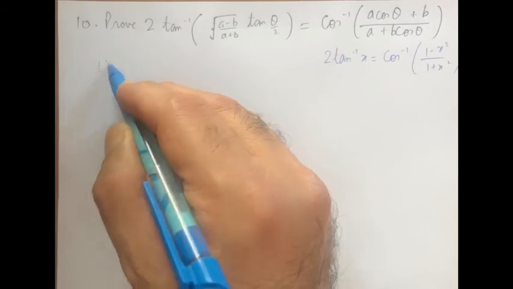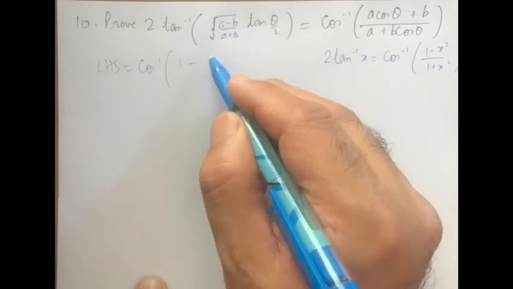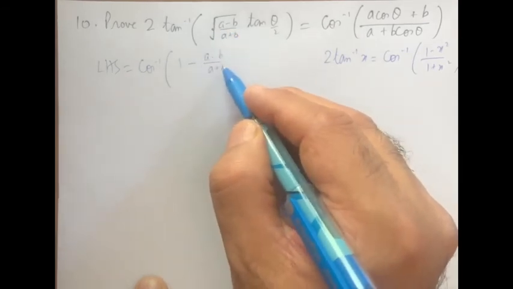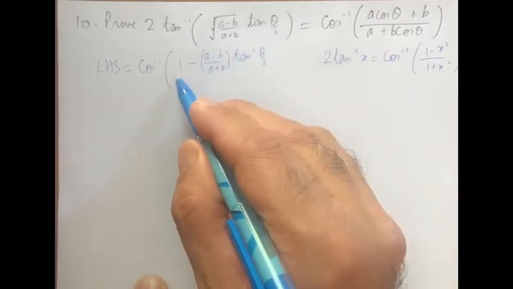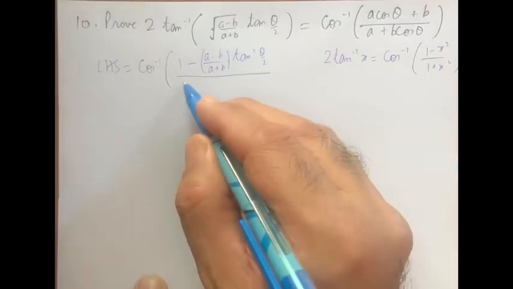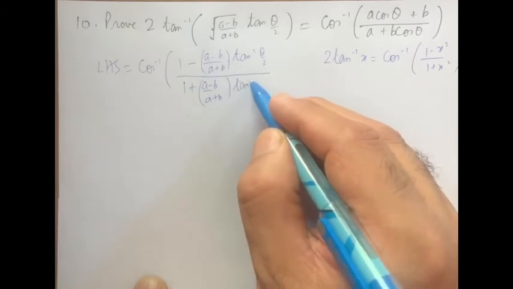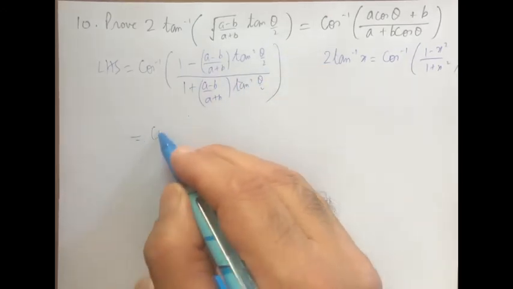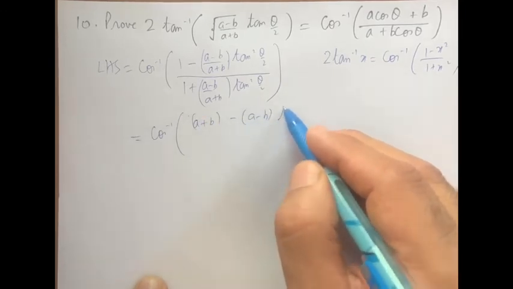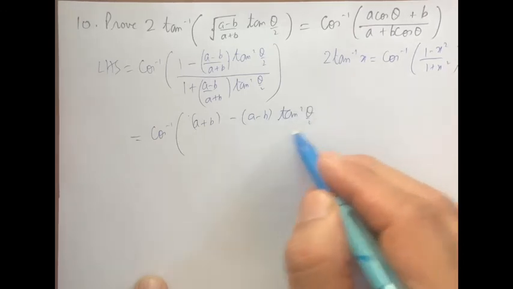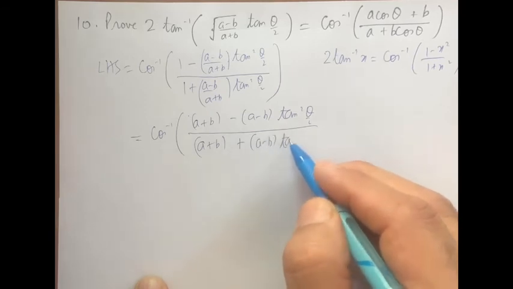Starting from the left hand side, 2 tan inverse of x is cos inverse of 1 minus the square of this, which is a minus b upon a plus b into tan square theta by 2, and upon 1 plus x square, that is 1 plus a minus b upon a plus b into tan square of theta by 2. Simplifying further, this is cos inverse of a plus b minus a minus b into tan square theta by 2, divided by a plus b plus a minus b into tan square theta by 2.